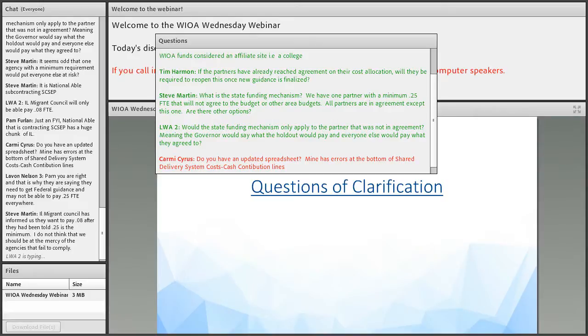Okay, we had another question from Steve Martin that says it seems odd that one agency with a minimum requirement would put everyone else at risk. So there is language in the governor's guidelines, you have it?